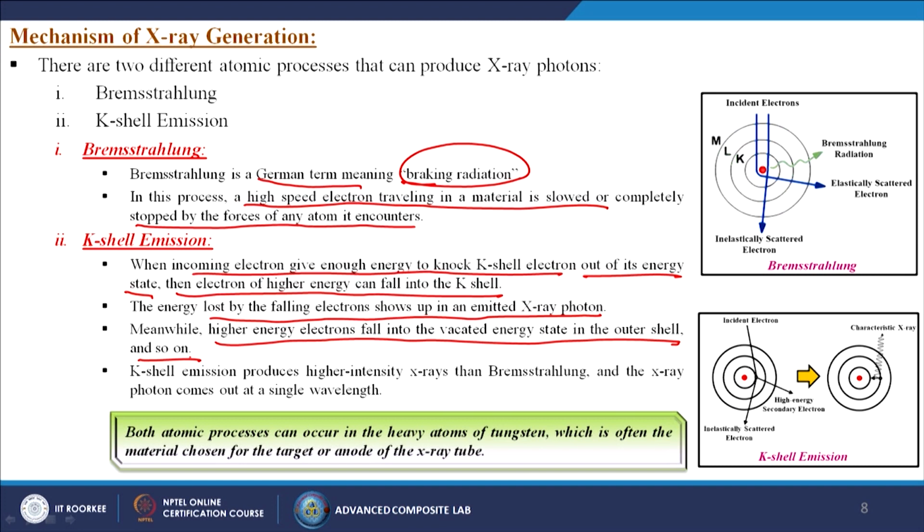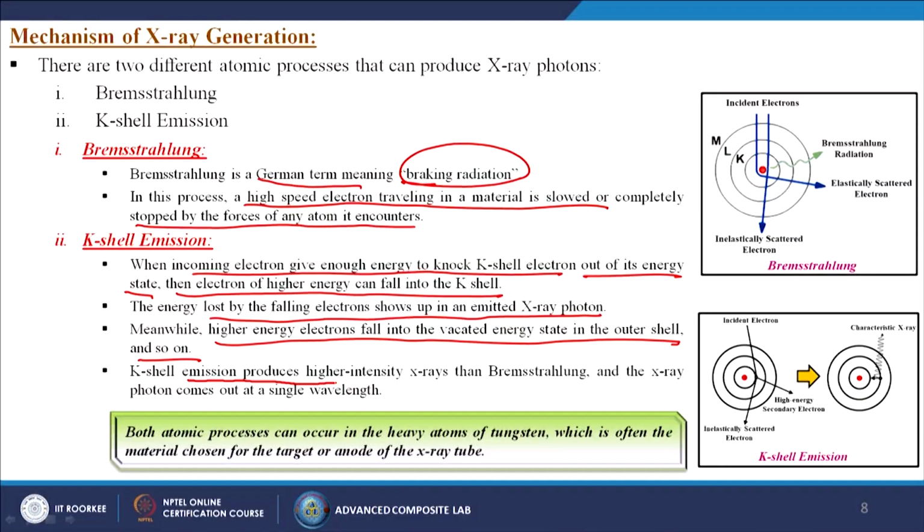So that is a continuous process. First the electron is inside, it comes to the K-shell, and then it is radiated, and another inside electron again comes to the K-shell and is radiated. It is a continuous process. Now, K-shell emission produces higher intensity X-rays than Bremsstrahlung, and the X-ray photon comes out at a single wavelength. Both atomic processes can occur in the heavy atoms of tungsten, which is often the material chosen for the target or anode of the X-ray tube.